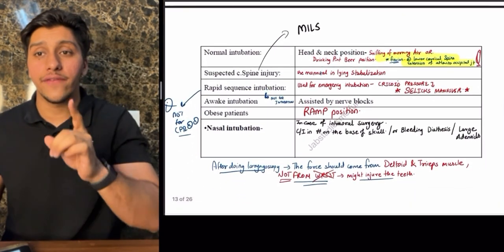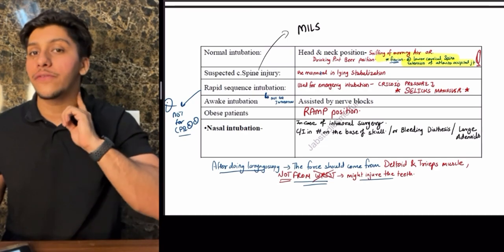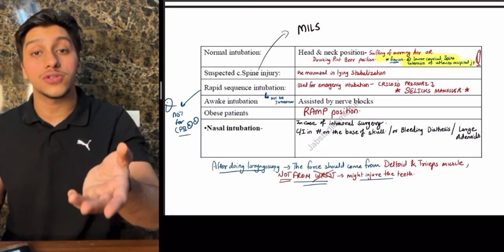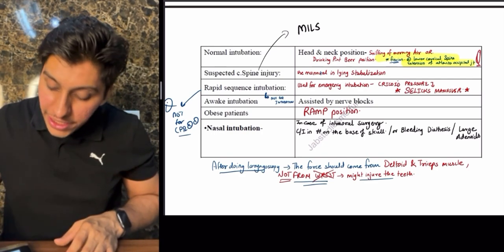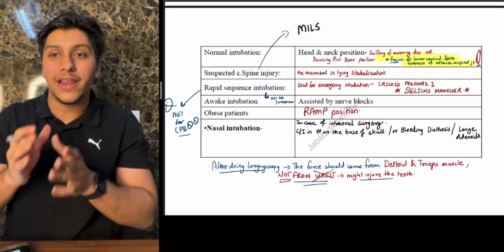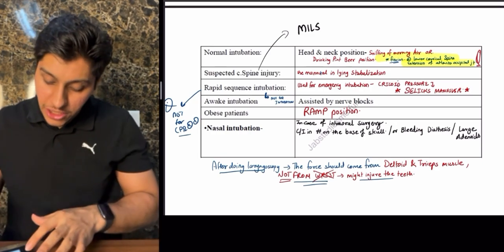Next, guys, whenever you have a suspected spine injury, always be careful. Don't flex too much, otherwise it can cause further plexus injury. So then you will have a criterion, which is mid-line inline stabilization. Okay, make sure you get that done.